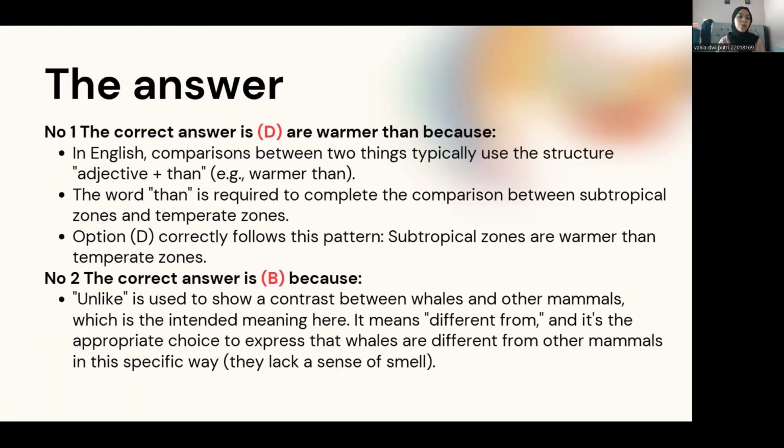So, for number one, the answer is D, because in English, comparison between two things typically uses the structure adjective plus than. And the word than is used with subtropical zones and temperate zones. So option D correctly follows this pattern: subject, then temperate zones. Now the answer for number 2 is B. Unlike other mammals, which is the intended meaning here. It means different from, and it's appropriate for comparing mammals in a specific way.